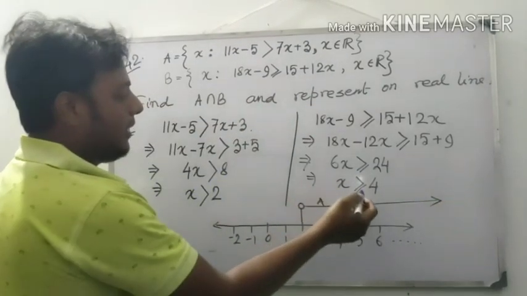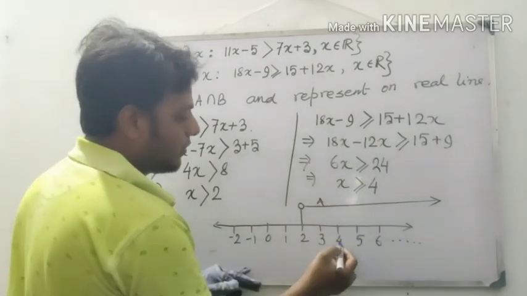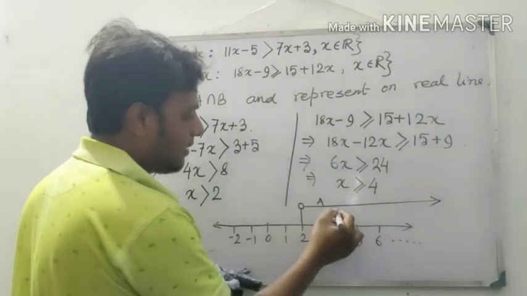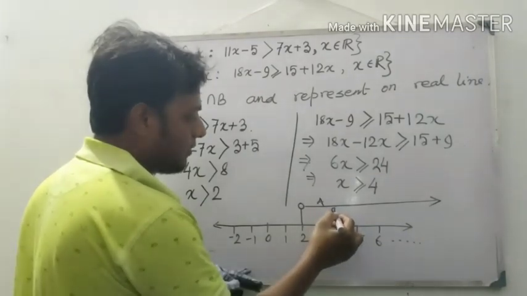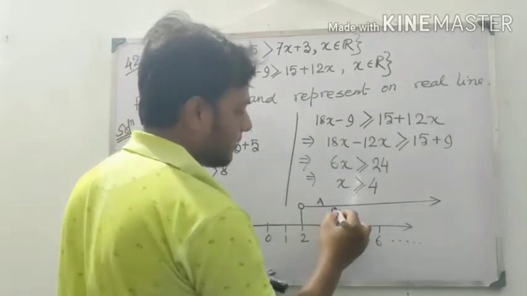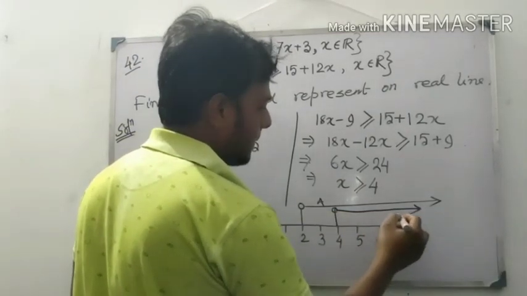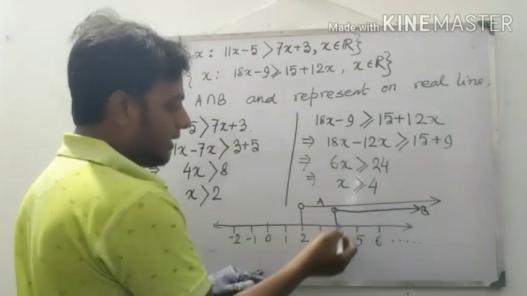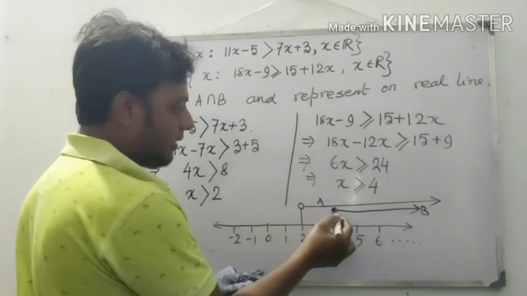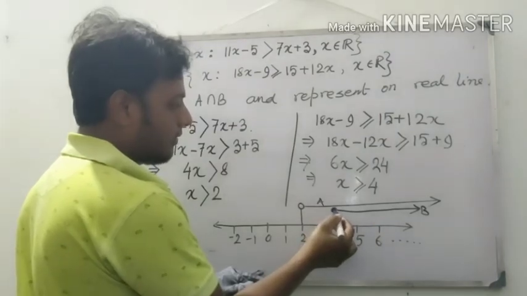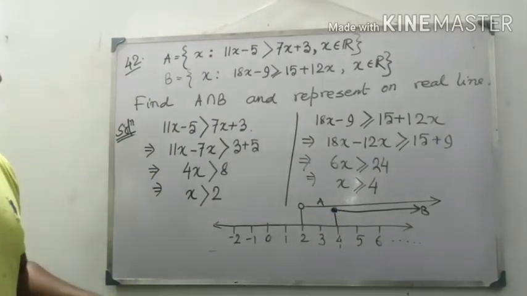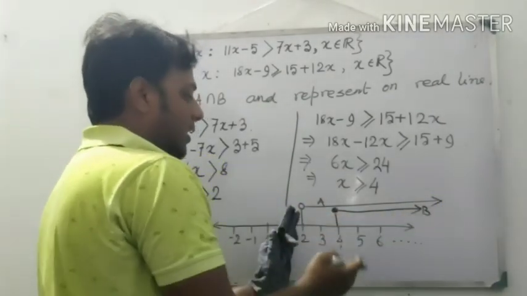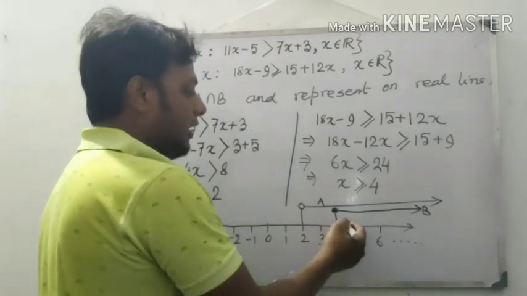And B is greater than or equal to 4. I am plotting it here. So this is the set B, and since 4 is included, we have to fill it with ink. So A means from 2 onward, excluding 2, and B means from 4 onward, including 4.